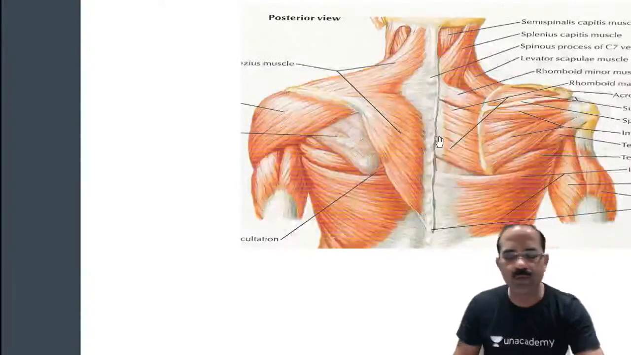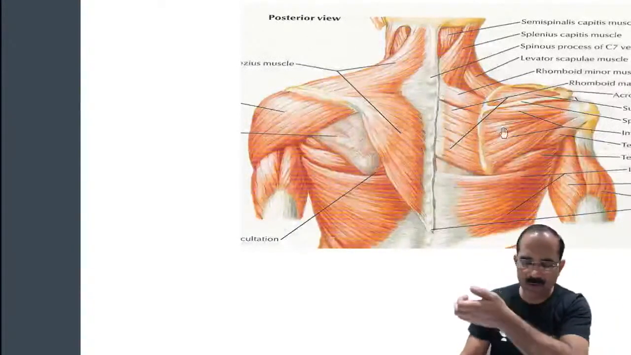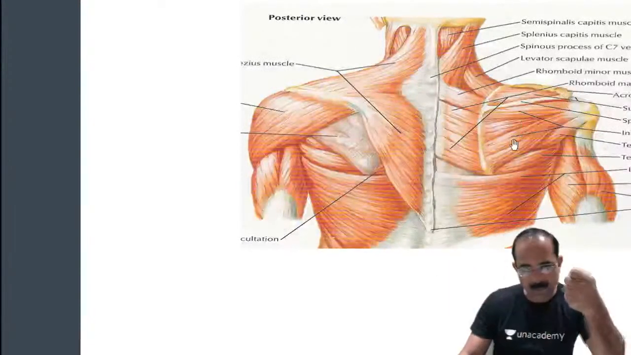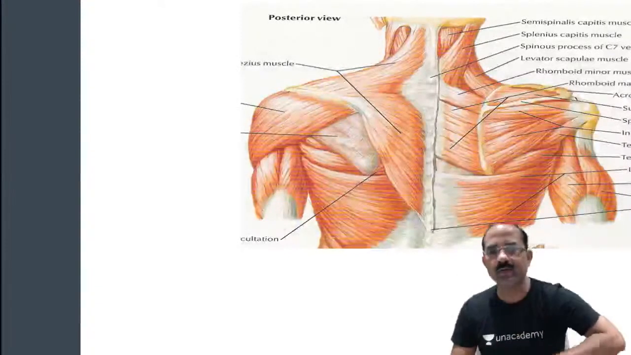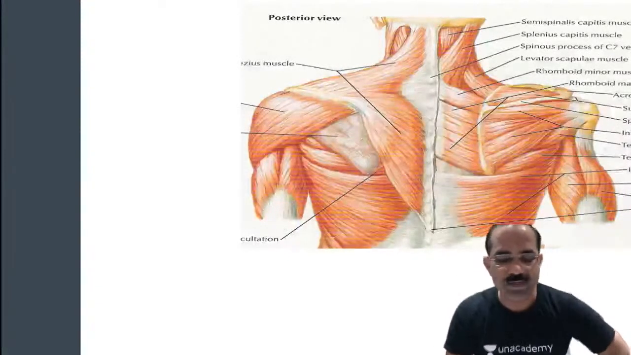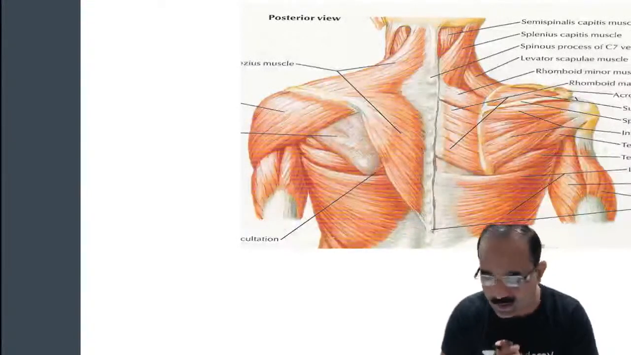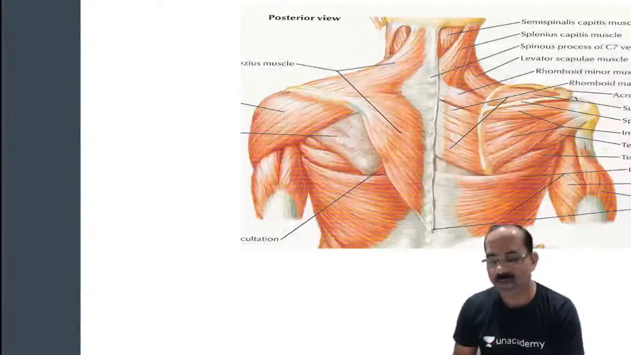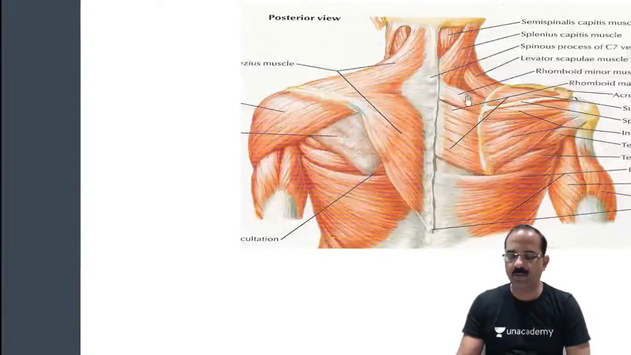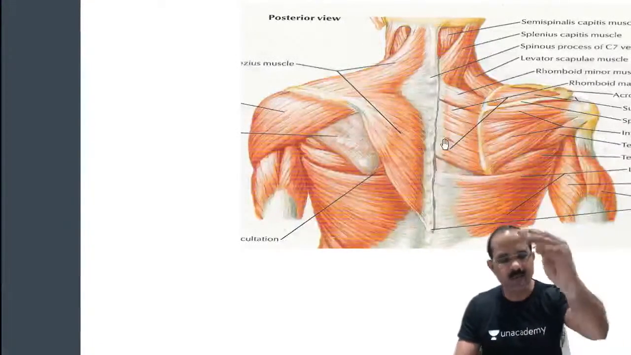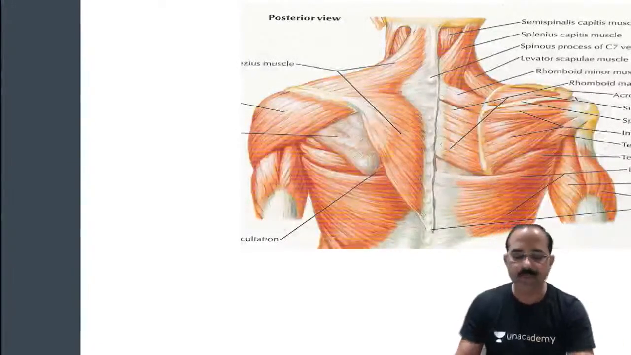What is the action of rhomboids? When the rhomboids contract, they pull the scapula back towards the vertebral column, and this is what we call retraction of scapula. So retraction of scapula is done by whom? The rhomboids, the rhomboid minor, the rhomboid major, and someone else also.